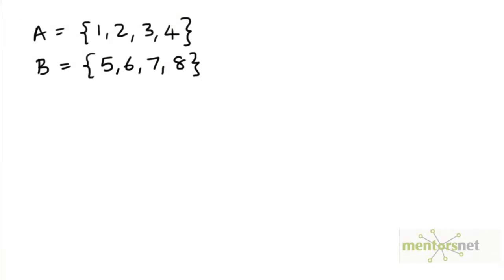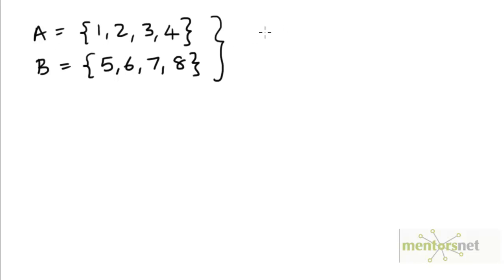Suppose we are given these two sets. Set A has the four elements 1, 2, 3 and 4. Set B has the four elements 5, 6, 7 and 8. Now we could create a larger set by merging together the elements of both these sets.